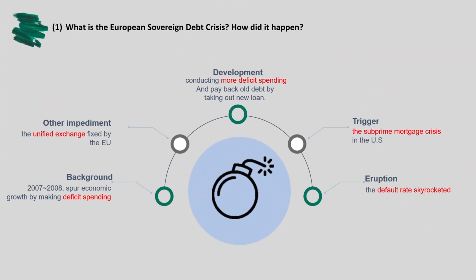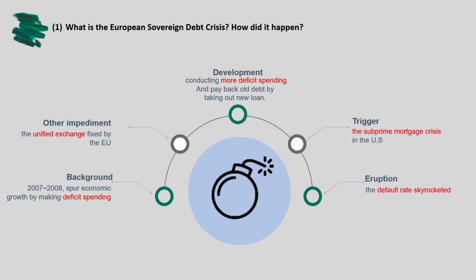Around 2007 to 2008, the world was suffering the financial crisis. In order to spur the growth of the economy, many European countries were making deficit spending. However, the economy in PIGS couldn't save itself despite the loosening fiscal policy. This was in part attributable to the unified exchange rate fixed by the EU, which could otherwise be employed to gain trading advantages. So without the tools of exchange rate and interest rate, the government can only deal with its sluggish economy by conducting more and more deficit spending.